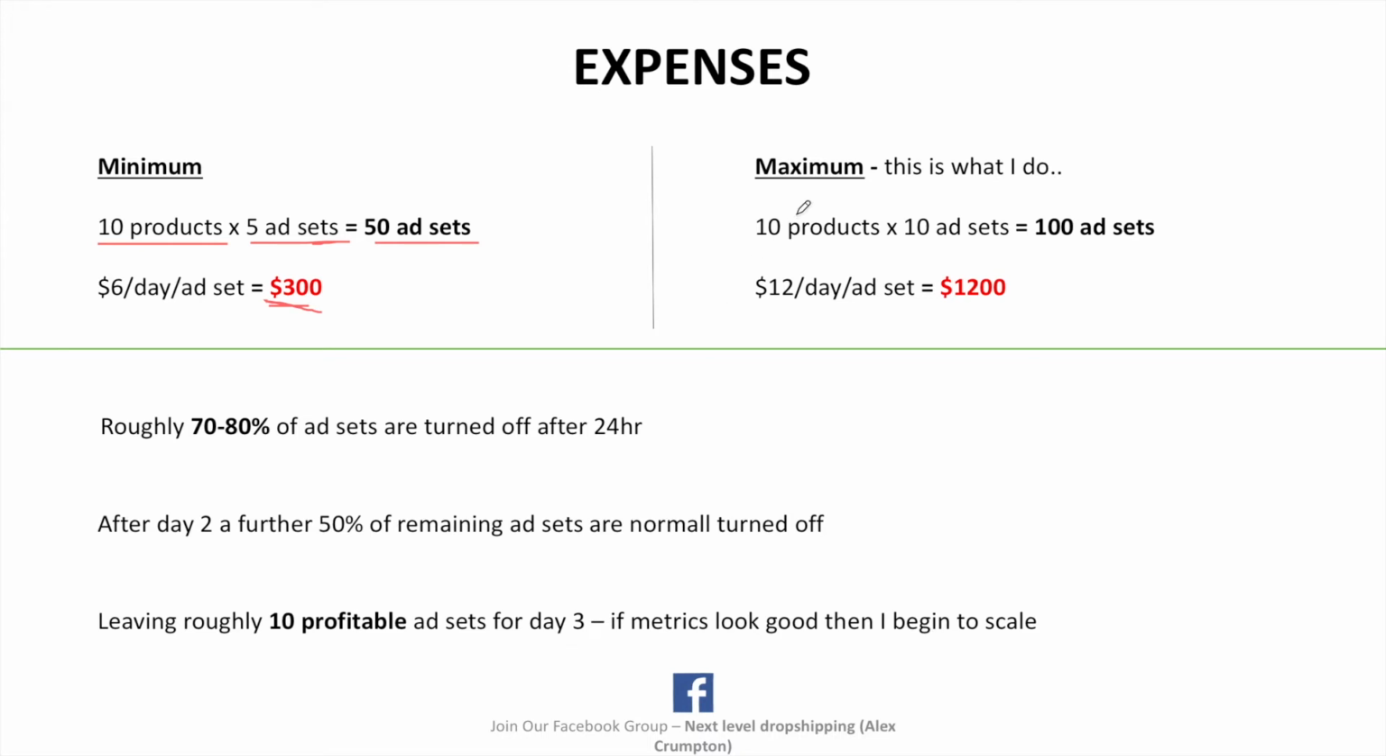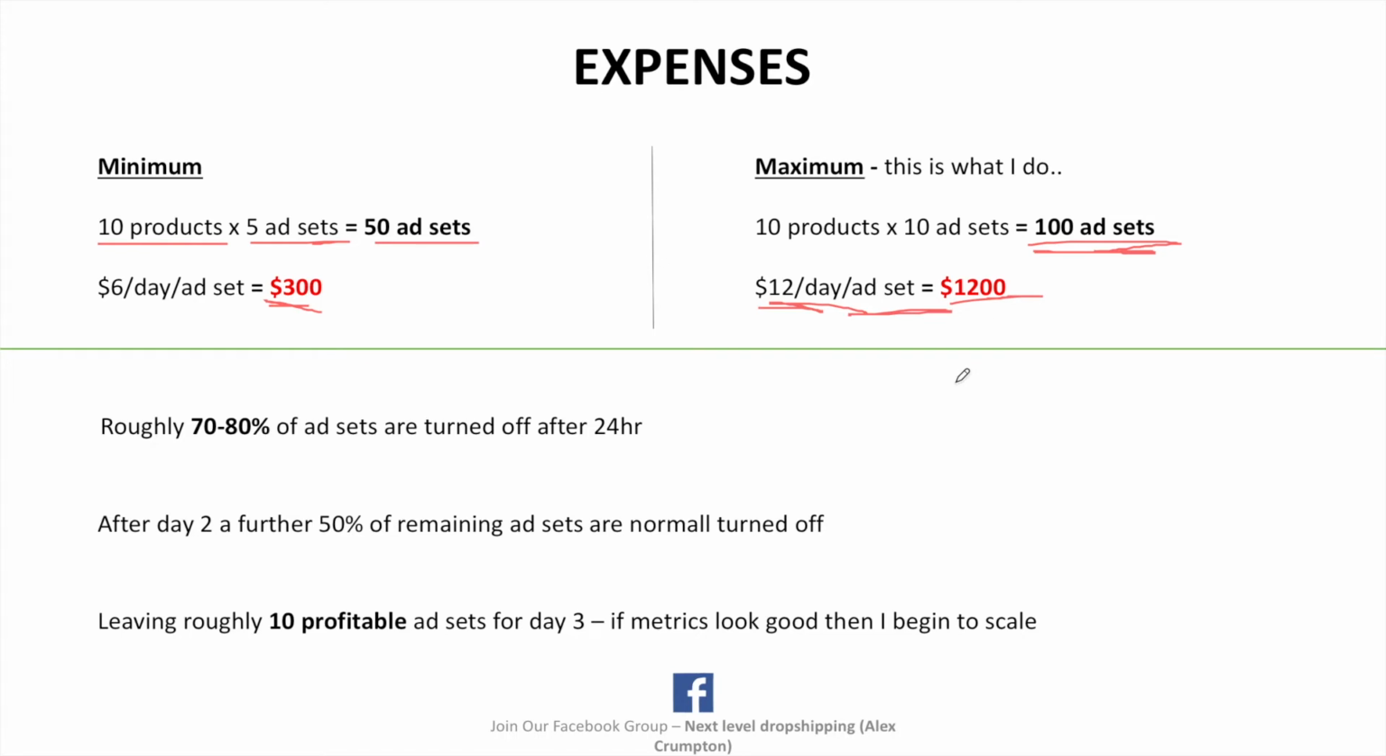So personally, what I do, as a kind of maximum budget that I suggest, is I do 10 products, 10 ad sets per product, so that's 100 ad sets when I launch my test. I do $12 per day per ad set, which equates to $1,200. That may seem like a crazy amount per day, but that's only for one day.